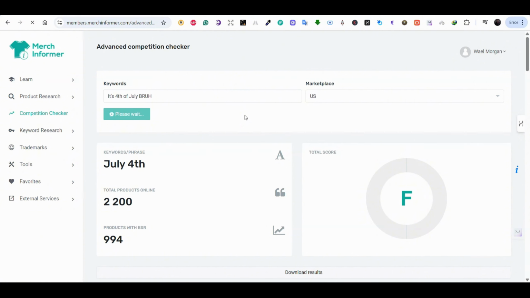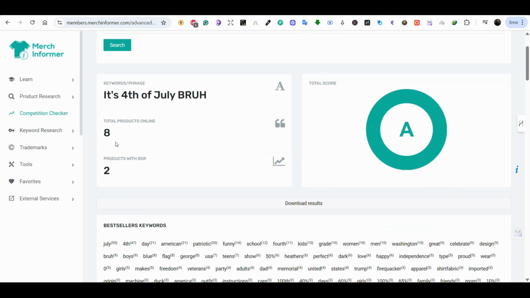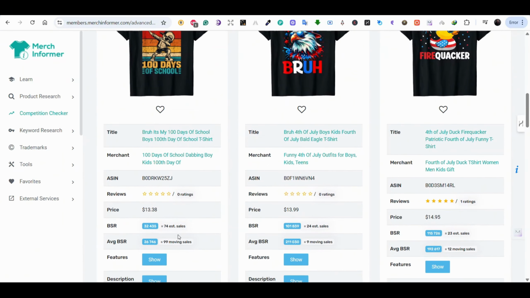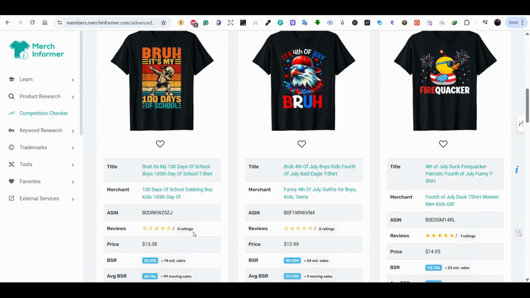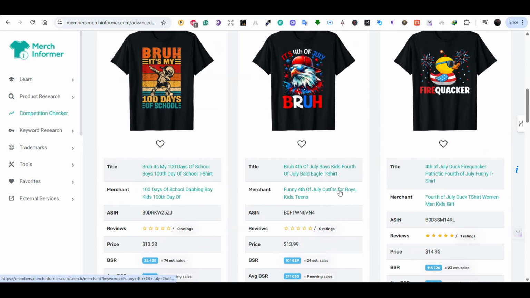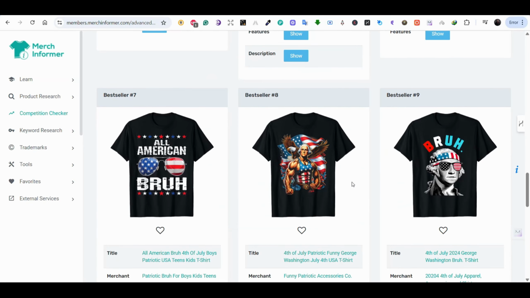But the total products online with this exact keyword are only 8, so we need to check that this niche has enough products. So this one, for example, is irrelevant. It says 100 days of school. It is not a 4th of July design, so we need to make sure that we have enough designs with this exact keyword, it's 4th of July bro. This one, the BSR rate is around 100k, which is great. It has 24 sales per day, but all the other designs that I can see here are irrelevant. So we need to double check on this one before deciding to work on it.